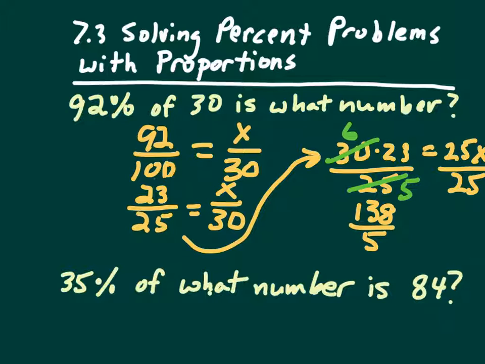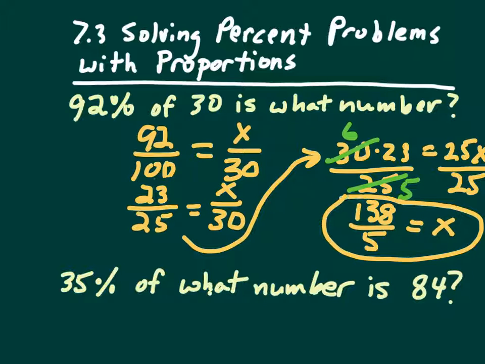138 fifths equals x. Now, just in terms of knowing whether I'm in the right place or not, you might just play around with that. For example, 130 over 5 is going to be 26, right? So you've got a little more than 27 5s, so 92% of 30, that looks like a good amount. Is everybody okay with that answer? Yes. All right.